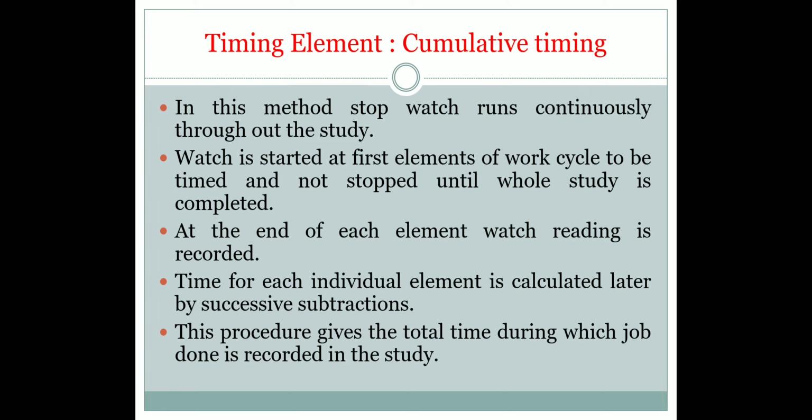In this method, the stopwatch runs continuously. It starts at the first element and ends at the last. Then at the end the watch reading is recorded. Then we see how the time for each individual element is calculated by successive subtraction. It is nothing but cumulative timing.